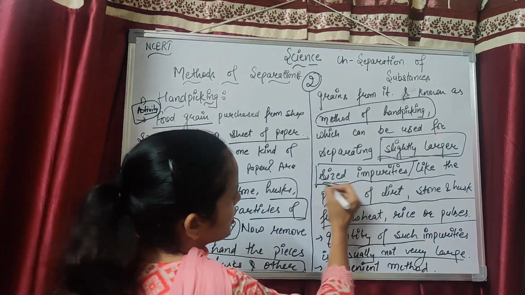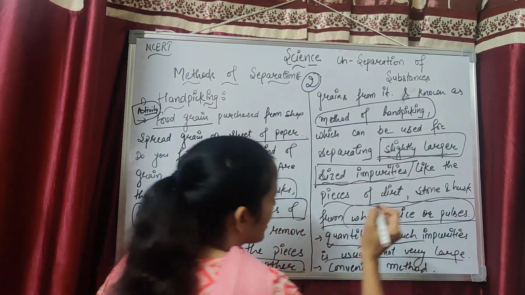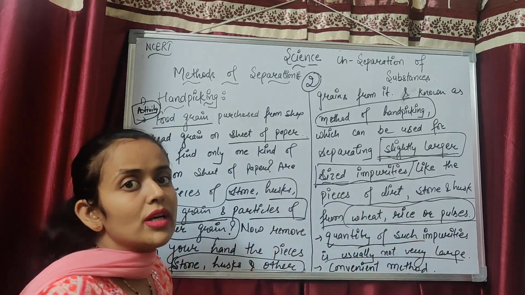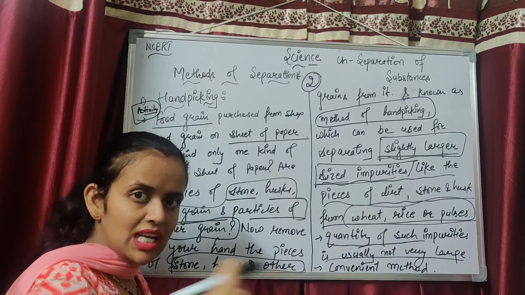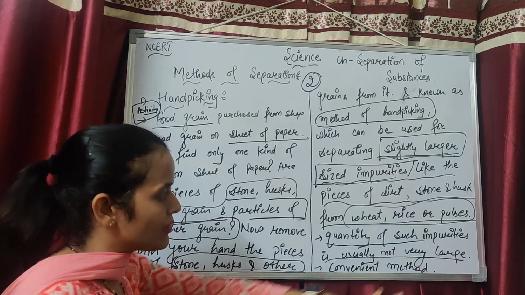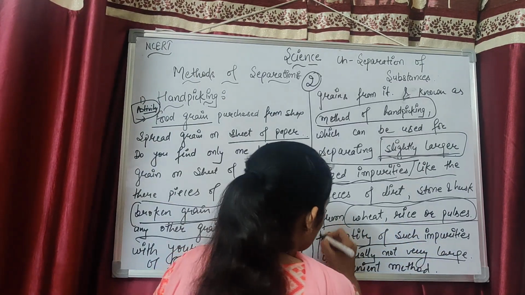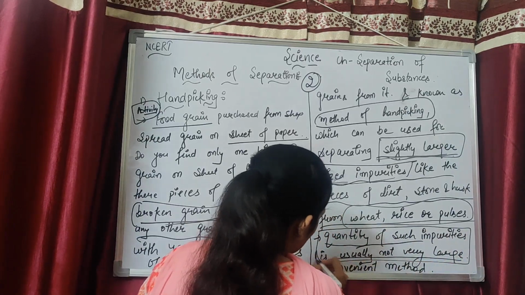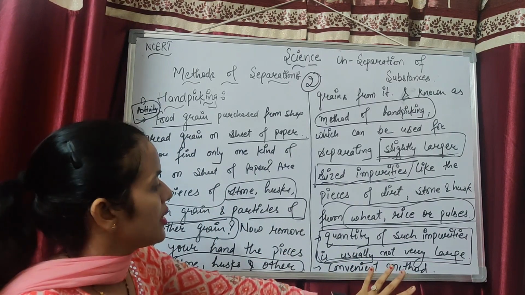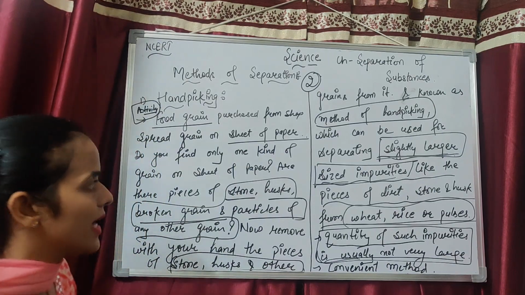The size of impurities should be slightly larger than the wheat, rice or pulses. That means whichever main substance you have, like rice, the impurities should be slightly larger in size as compared to rice, and the quantity of such impurities is not usually very large. These are the two main conditions to satisfy for the hand picking method. Then only you can apply the hand picking method to remove the impurities from the substances. Clear? Any problem in hand picking?